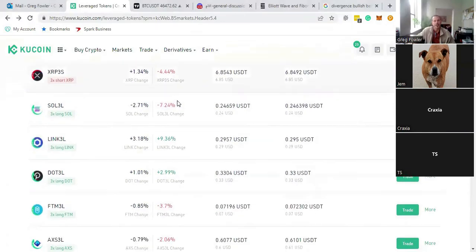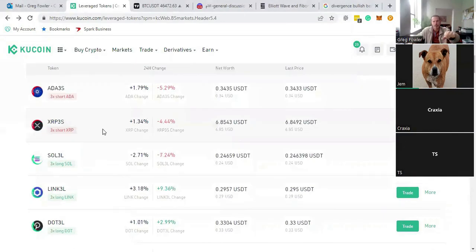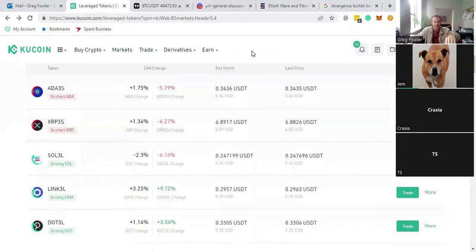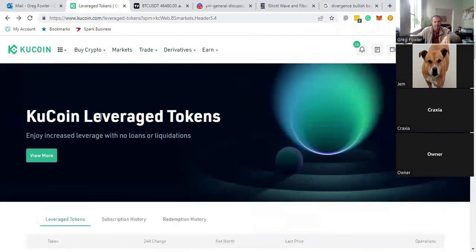Okay, all right. I'll just go over that briefly. I already talked about it. Leveraged tokens are where you can buy these without getting liquidated. What this means is, for example, 3x short: you get 3 times the leverage for a short on ADA. KuCoin does that. 3x long on Solana: you're saying Solana is going to go up, and you can buy that token. These are dangerous in my opinion, so be careful when you're playing with these. I'll just leave it at that.